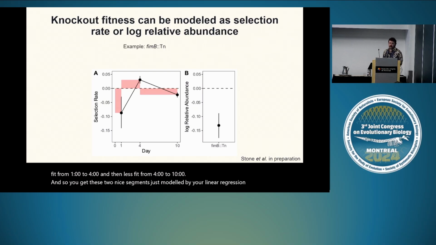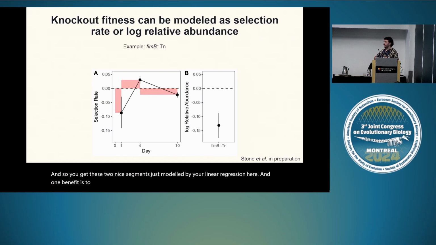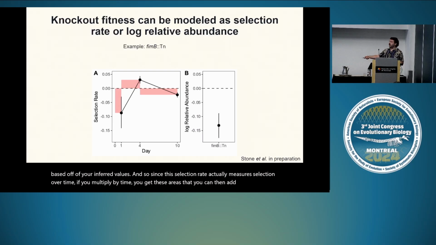And one benefit of this approach of inferring fitness is you can also calculate other statistics based off of your inferred values. And so since this selection rate actually measures selection over time, if you multiply by time, you get these areas that you can then add together as kind of a summary of your change in abundance over the entire experiment. So FIMB is less fit, less abundant after the whole 10 days here.